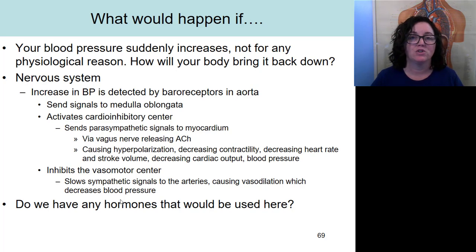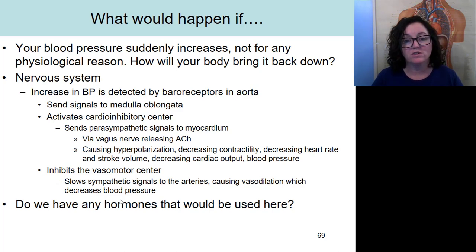Let's go through a whole what-if situation. What if your blood pressure suddenly increases, but not for any physiological reason? So your blood pressure is up when it shouldn't be, right? Your kidneys are getting angry, right? We want to bring the blood pressure back down to normal. We're going to use the nervous system, right? That's because the baroreceptors in the aorta and carotid arteries are going to detect this high blood pressure. They're going to send signals to the medulla oblongata, activating the cardioinhibitory center.